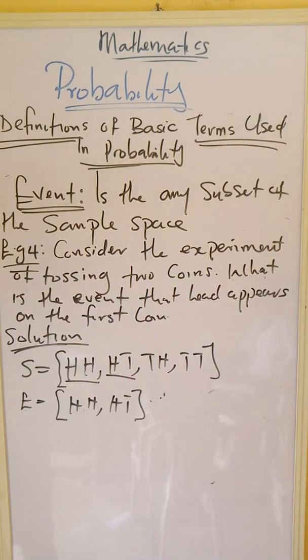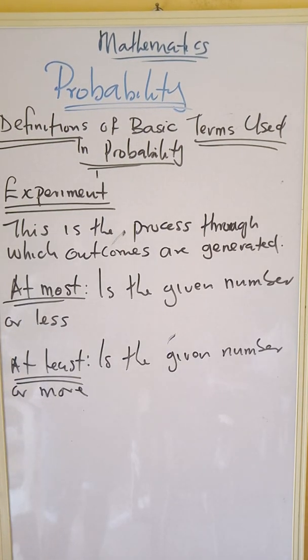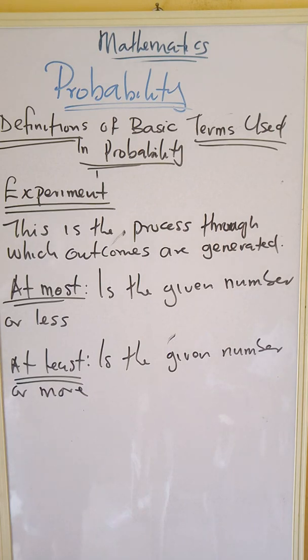So the next thing we want to look into is experiments. What is experiments? Experiments is the process through which outcomes are generated. So what we have been doing, if you look at what we did for sample space, we toss coins, we toss die. So everything we got, those head, tail, and 1, 2 to 6, they are outcome of an experiment.